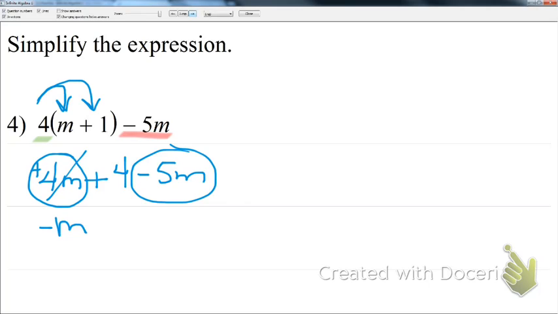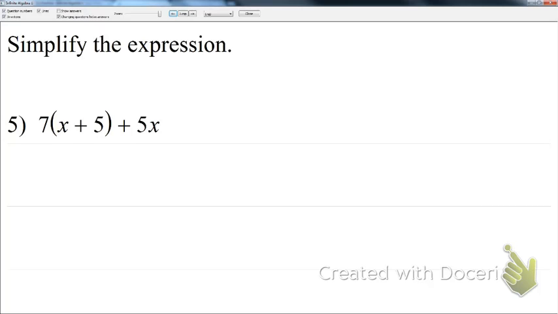One thing you might want to do also, after you've combined your like terms, is to cross them off. It helps simplify and keep your eyes so that you can see exactly what you have left to combine. We only have one constant, the positive 4, so there's nothing to combine with. Just copy it down. And there's your final answer, negative m plus 4.